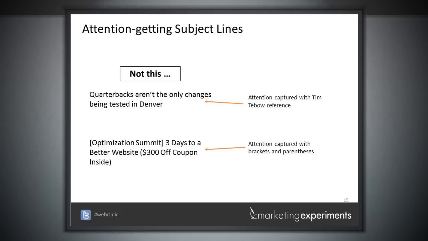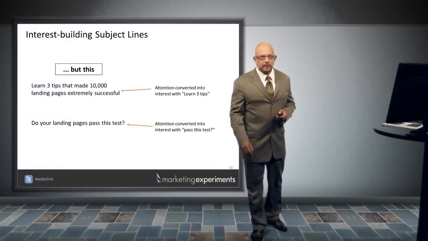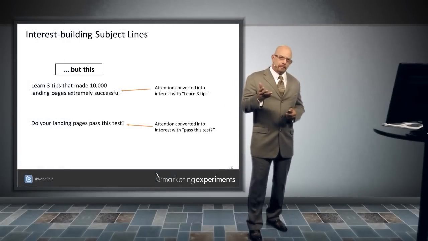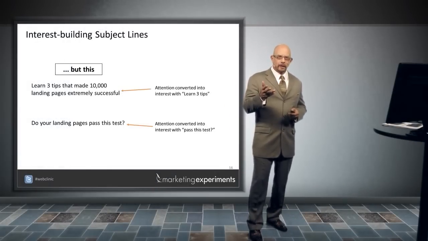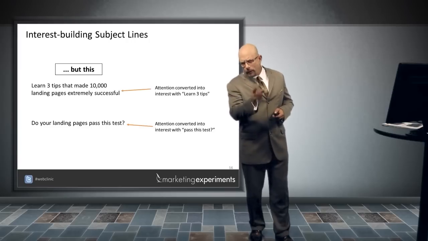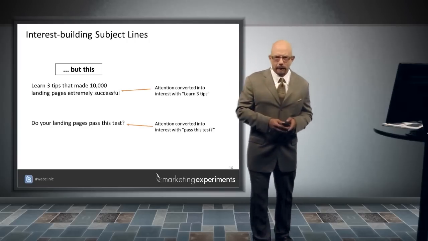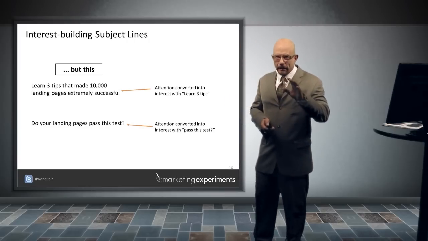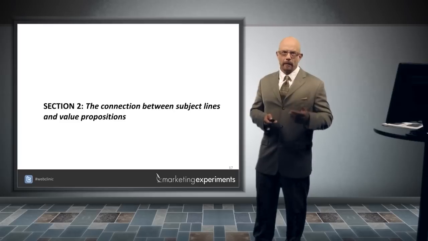Take a look at this example. Learn 3 tips that made 10,000 landing pages extremely successful. This was a winner. Attention converted into interest with the Learn 3 tips. Does your landing page pass this step? One of those rare occasions where an interrogative can help someone. Attention, again, converted into interest and sort of moving forward.